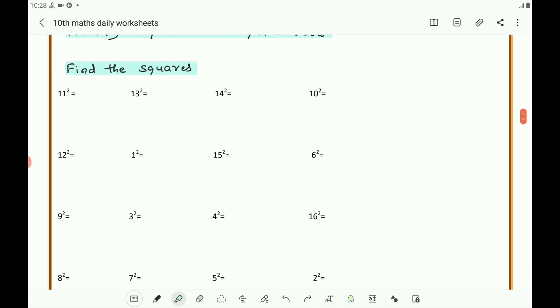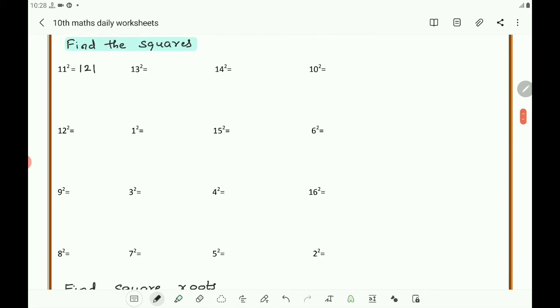Similarly 10 square is 10 into 10. 12 square is 12 into 12. 1 square is 1 into 1. 15 square is 15 into 15. So here if you want to get 11 square, you must do 11 into 11. You know that is 121. If you know it directly, if you memorize it directly, you can write 11 square is 121.